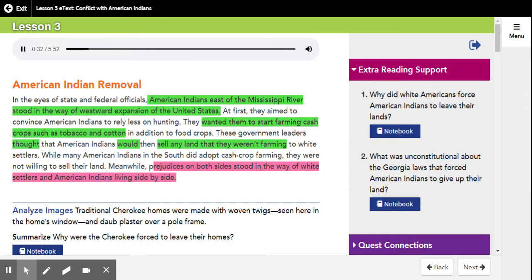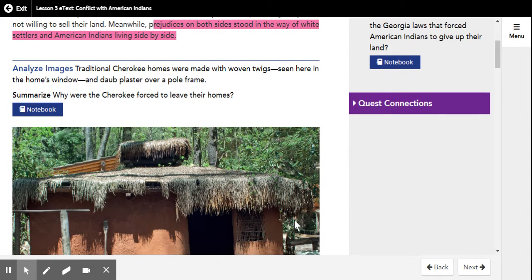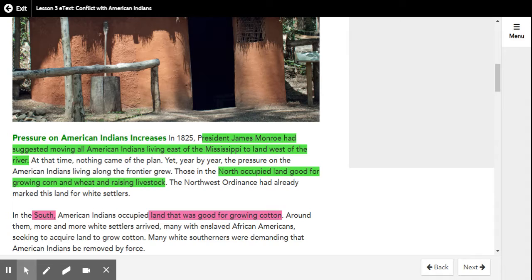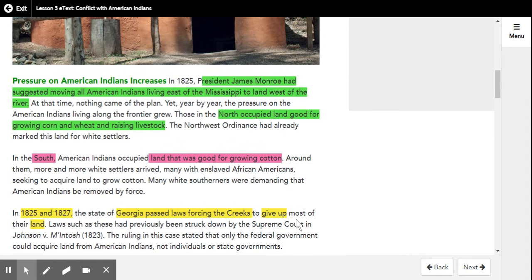While many American Indians in the South did adopt cash crop farming, they were not willing to sell their land. Meanwhile, prejudices on both sides stood in the way of white settlers and American Indians living side by side. Pressure on American Indians increases. In 1825, President James Monroe had suggested moving all American Indians living east of the Mississippi to land west of the river. At that time, nothing came of the plan.